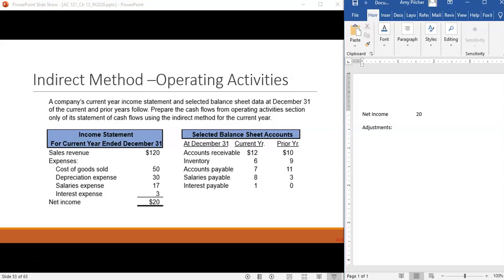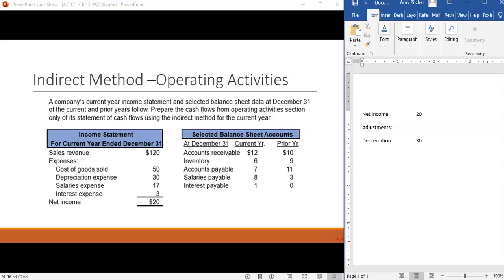The first one we're going to do is our depreciation. So we add depreciation to net income because depreciation is a non-cash expense. We add back any non-cash expenses. And then we're going to look at increases and decreases in our current assets and liabilities. So we have our current assets and our liabilities. We'll start with accounts receivable.